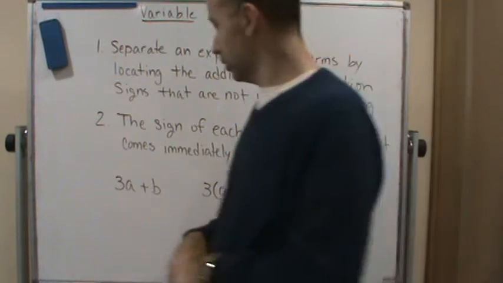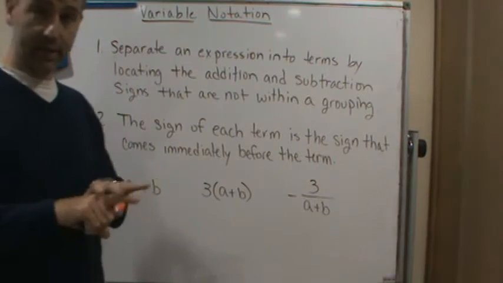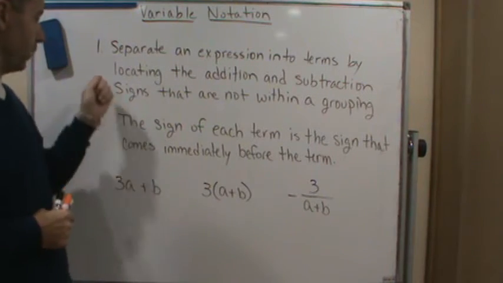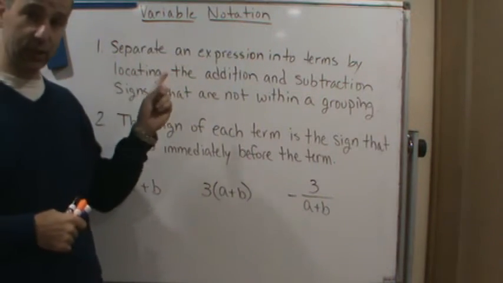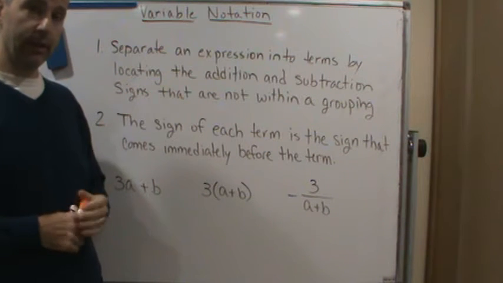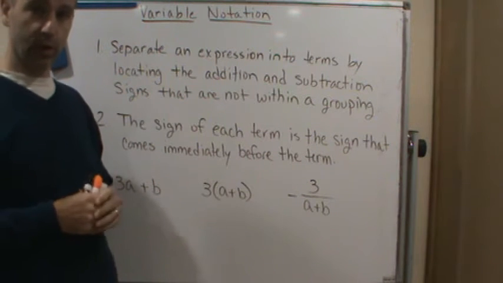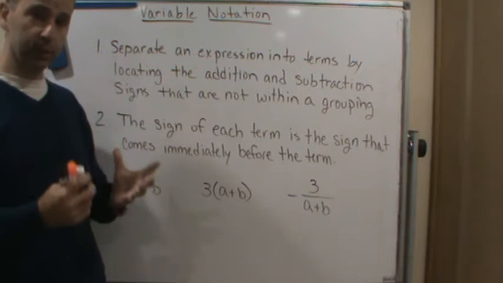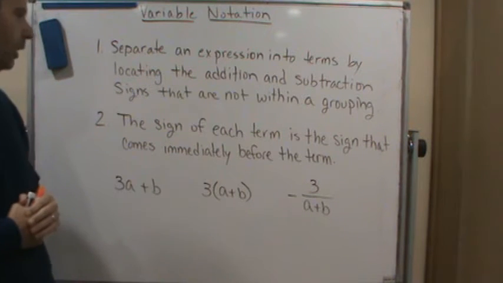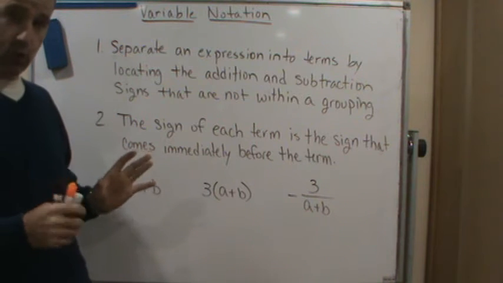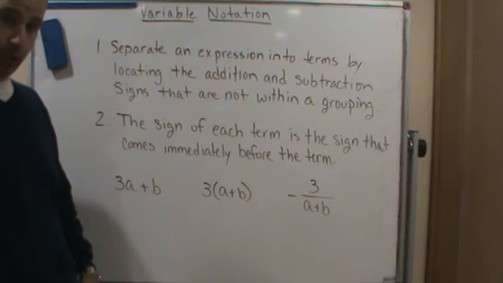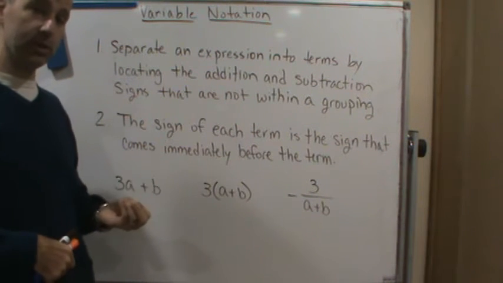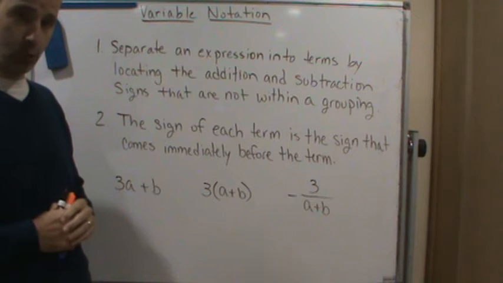In order to separate an expression into terms, we look for all of the addition and subtraction signs that are not part of any groupings. In other words, not within any parentheses or grouped in another way. So that's how we separate things into terms. We look for the addition and subtraction signs that are not part of any groupings.